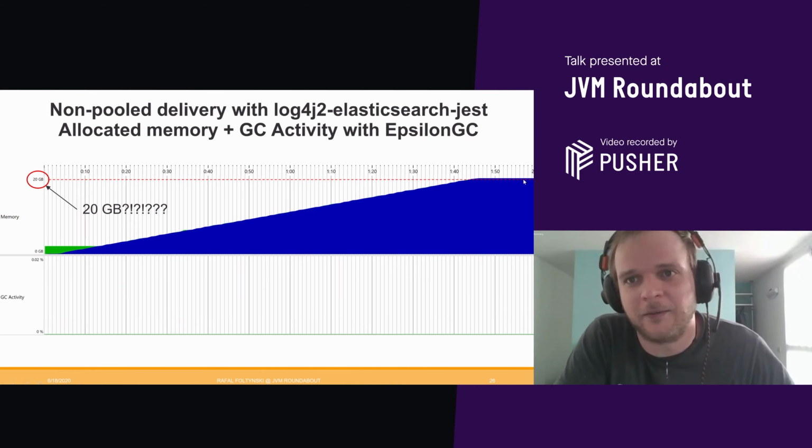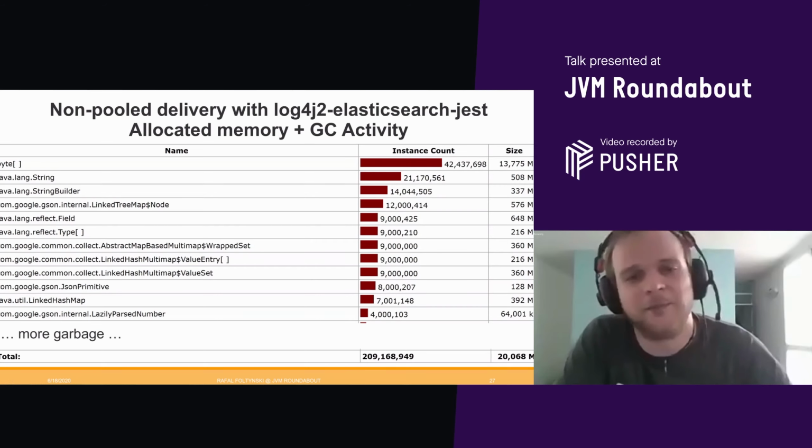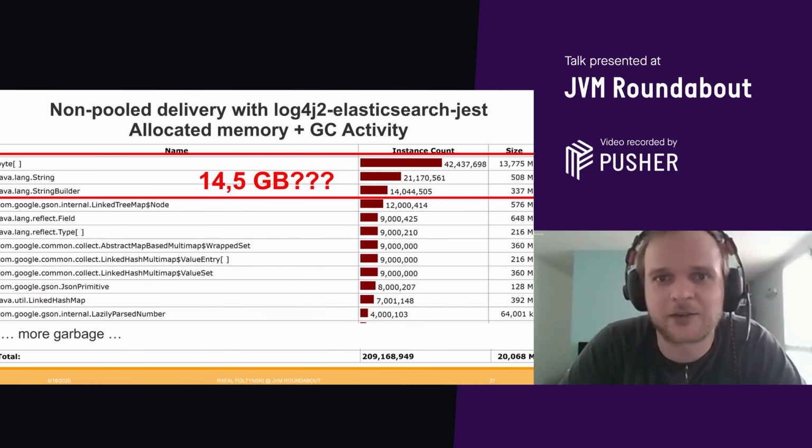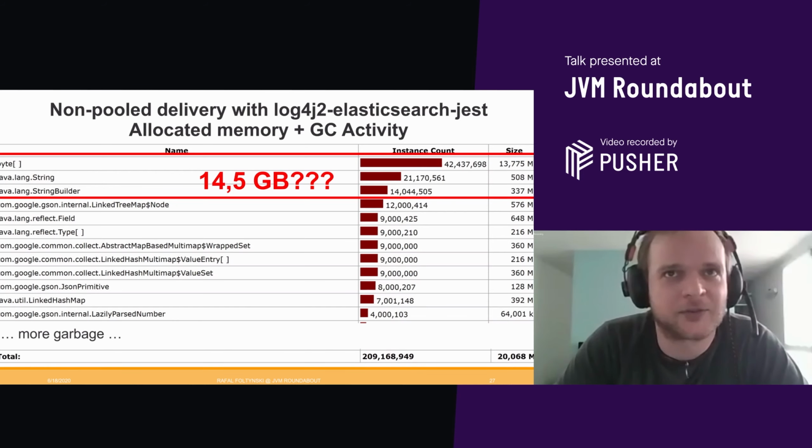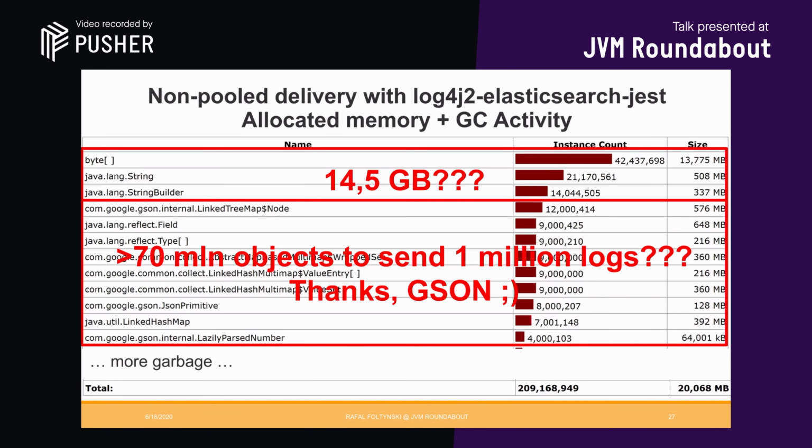So I started to dig deeper, and most of this allocation comes from bytes and strings and string builders. 14.5 gigabytes for byte arrays. That's quite a lot, given that the string that you're sending is always exactly the same string. And also over 70 million objects that are created somewhere on the serialization stack. The serializer used in Jest was JSON. I couldn't change it, couldn't replace it. Jest just uses JSON, period, and there's nothing you can do about it, right? Or is it?